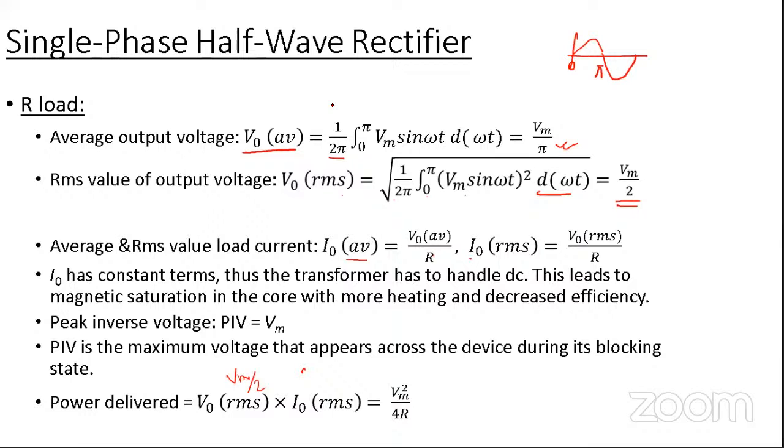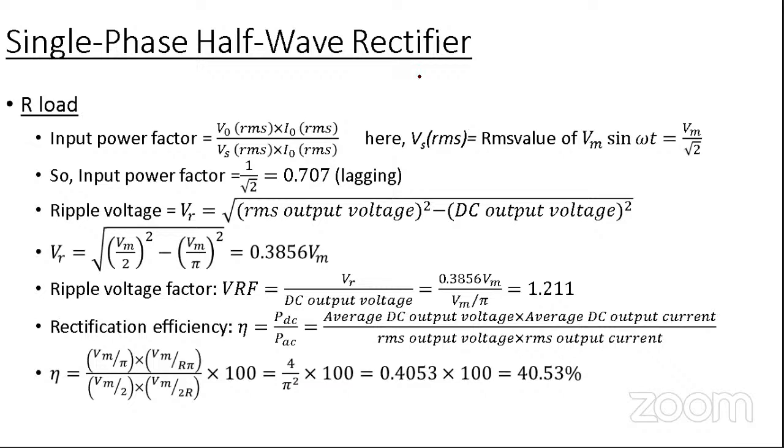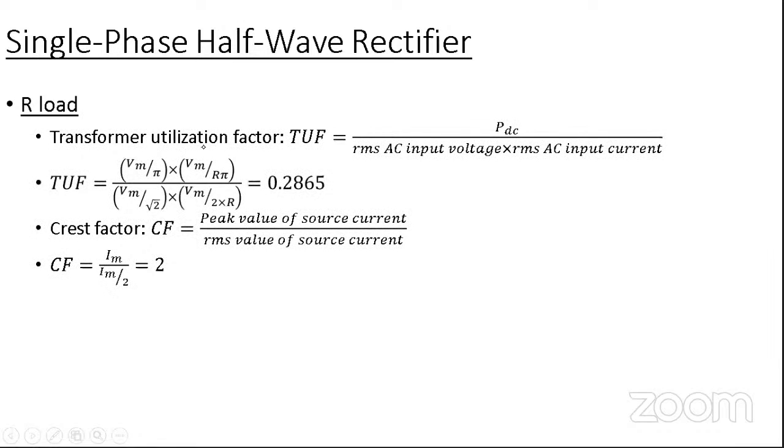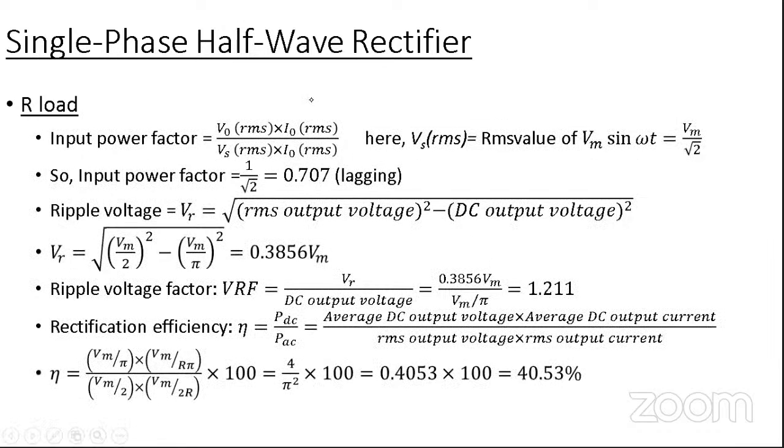So based on the output voltage, output current, average output voltage, average output current, RMS output voltage and RMS output current, you have to derive many things. Now sometimes we have to find the input power factor. The input power factor is the ratio of output power divided by the supplied power. Output power is V0 RMS times I0 RMS here.